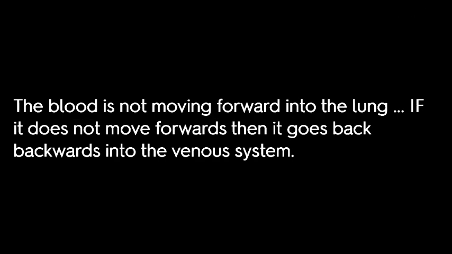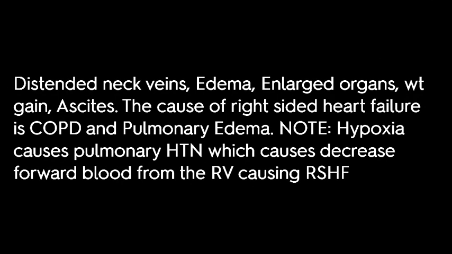Right side failure. The blood is not moving forward into the lung. If it does not move forward, then it goes backwards into the venous system. S/S of RSHF: distended neck veins, edema, enlarged organs, weight gain, ascites. The cause of right-sided heart failure is COPD and pulmonary edema. Note, hypoxia causes pulmonary HTN, which causes decreased forward blood from the RV causing RSHF.